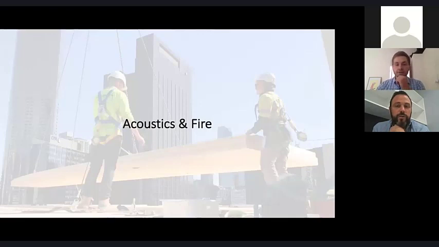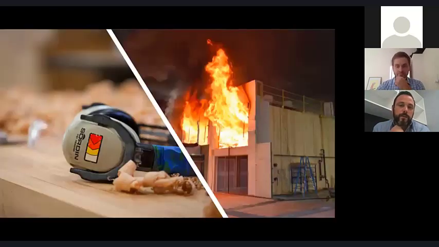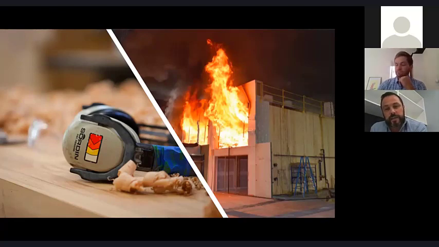So yeah, look, fire and acoustics. And we could have a whole presentation on fire and acoustics. I'm sure Andrew's done quite a few of them. It's a space that's constantly evolving. Wood Solutions have some fantastic information, and it is something that seriously needs to be considered in hotels.